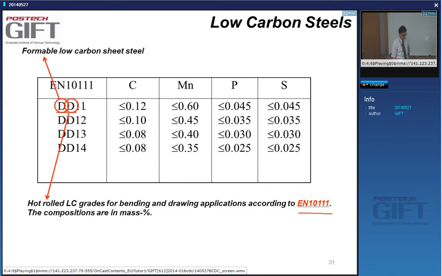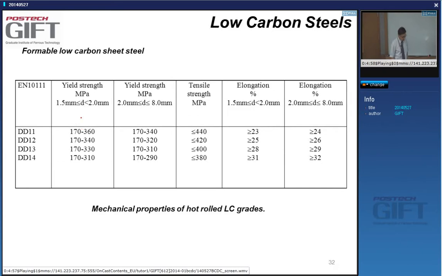So we have the main grades, these four here, yes? It's a table that reviews the main hot rolled low carbon grades. So the first D stands for drawing, the second D stands for hot rolled, and the numbers here, 11, 12, 13, and 14, are just numbers. They refer to increasing formability, going from 11 to 14. And this is achieved by, not surprisingly, a reduction in the alloy content. So you see here, the maximum amount of carbon is reduced, the maximum of manganese, phosphorus, and sulfur all reduced, yes? For formability.